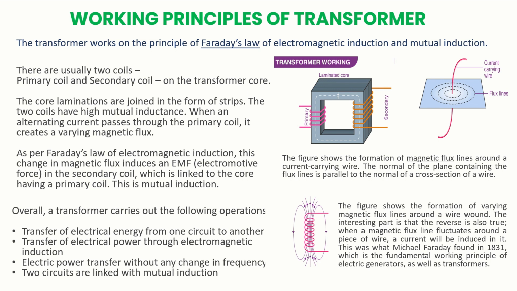Overall, a transformer carries out the following operations: transfer of electrical energy from one circuit to another circuit, transfer of electrical power through electromagnetic induction, electric power transfer without any change in frequency. Two circuits are linked with mutual induction. They are not physically connected, primary winding and secondary winding, but these are magnetically connected. So the flux produced from the primary circuit is going to connect to the secondary winding, and by this flux electromagnetic induction is produced.